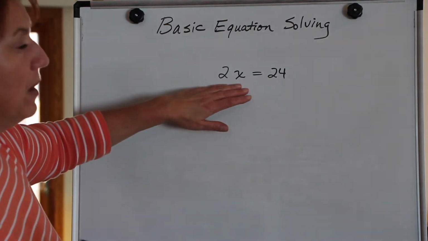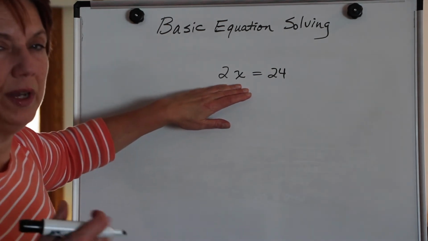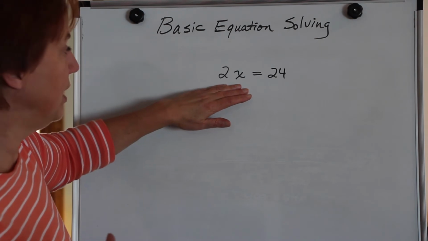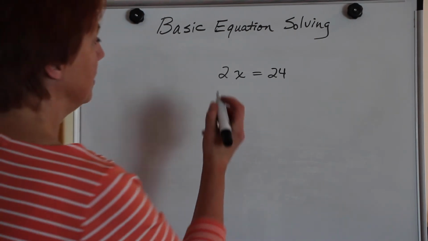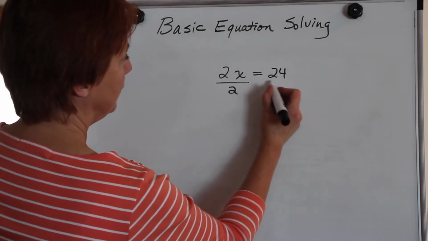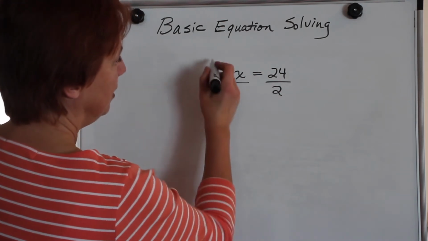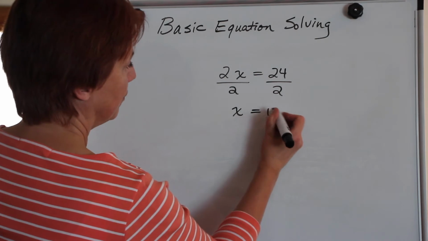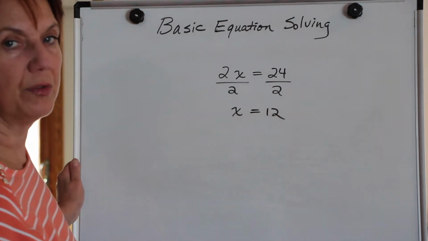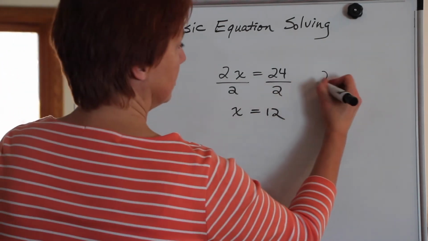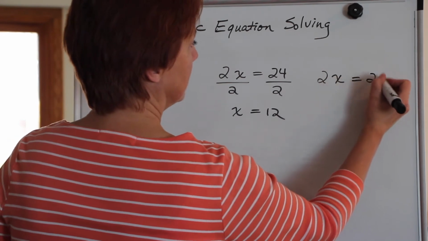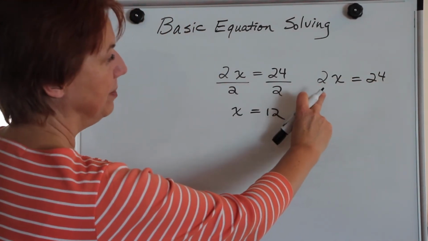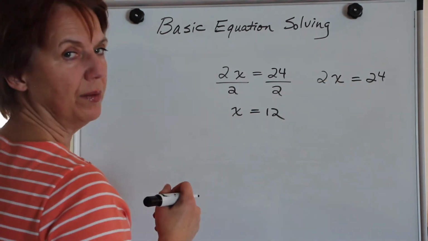If something is being multiplied by x, well, what is the opposite of multiplication? The undoing of multiplication is division. So if I divide both sides by 2 here, you don't have to cross out the 2's, it's not necessary. You're just going to write your final answer, x equals 12. Okay? So what this statement says is, what number x multiplied by 2 gives us 24?